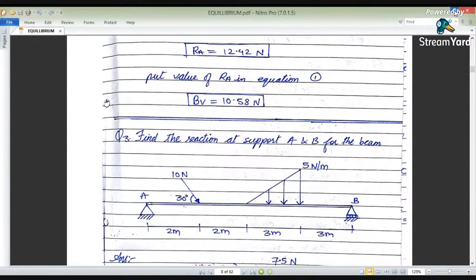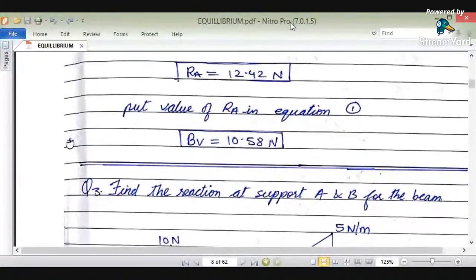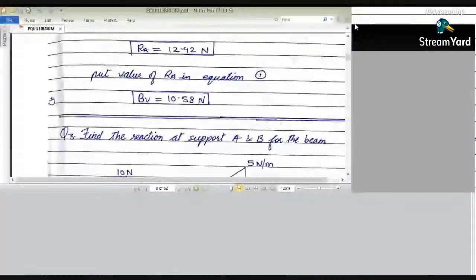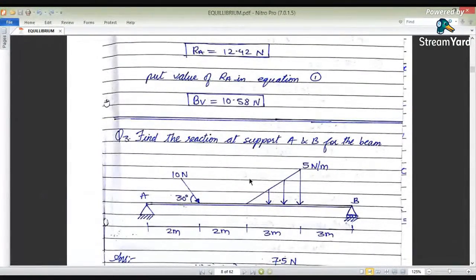Again, there are some different cases there, some different problems related to the equilibrium conditions. Every problem is different from the previous one, because depending upon the load conditions and how the different reactions are applied on this rod, or these beams, we are calculating. Okay, so again, find the reactions at support A and B for the beam.